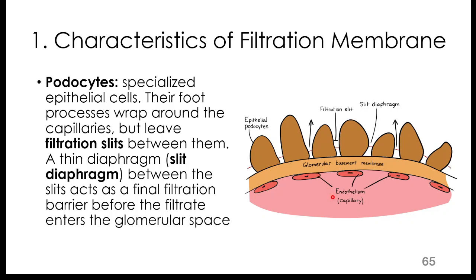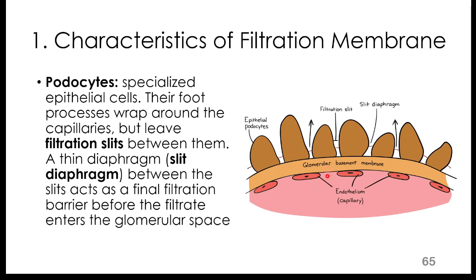So a red blood cell is too big to pass through this pore, but proteins or any other dissolved substance can pass through this pore. But once they pass through the pore of the endothelium and get to the glomerular basement membrane, those proteins cannot go beyond the glomerular basement membrane.